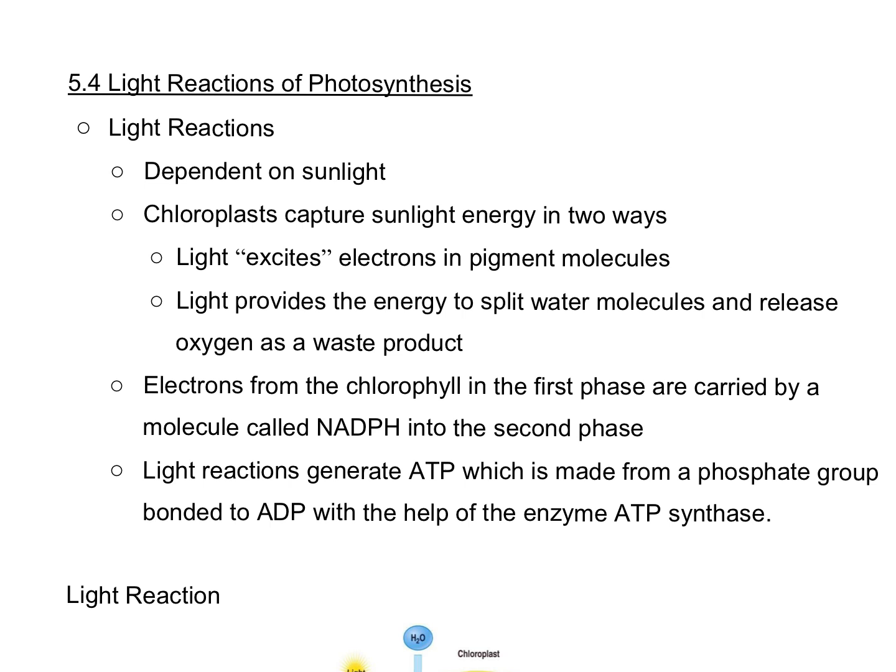Then down here, the electrons from the chlorophyll in the first phase are carried by molecules called NADPH, right? Not NADP plus, but NADPH, that's that hydrogen in there, into the second phase. And we're going to see that when these molecules actually leave the thylakoid and go out to the stroma. That's where the Calvin cycle is going to take place. All right, so let's take a look at that.